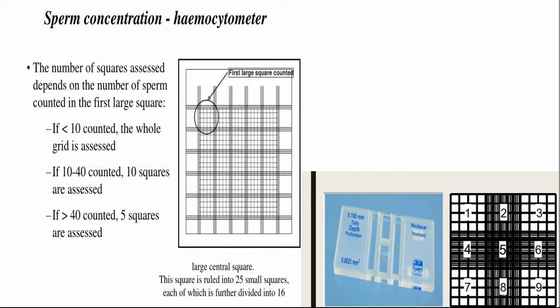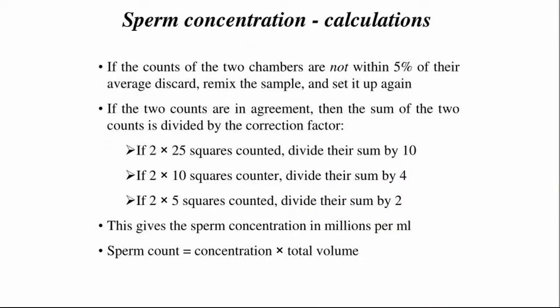If the count is between 10 to 40, then 10 squares are assessed. If the count is more than 40, then 5 squares are assessed. This is how we move in for calculation using the hemocytometer. Coming on to the calculation using the formula.